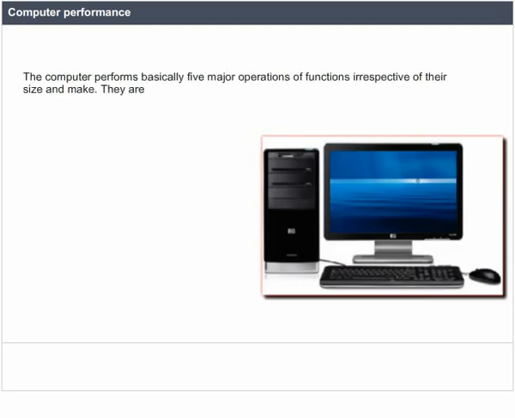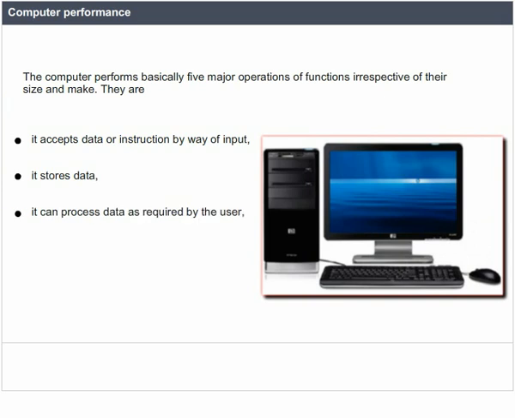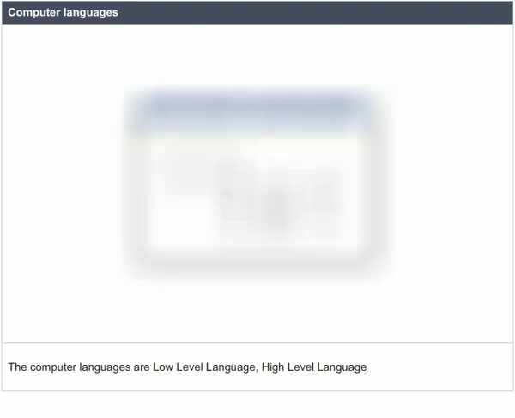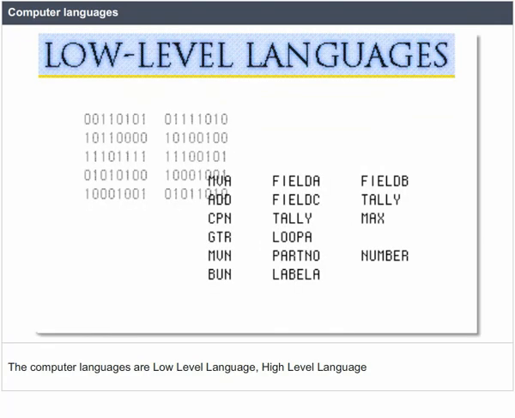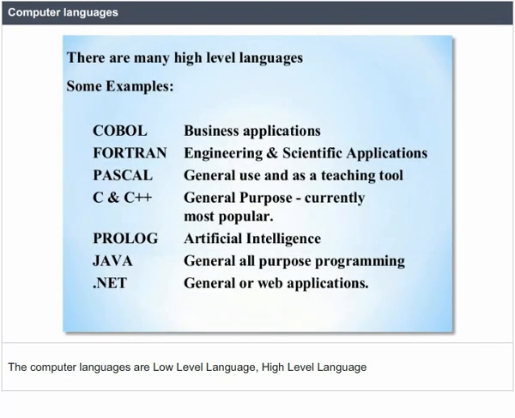Computer performance. The computer performs basically 5 major operations or functions irrespective of their size and make. They are: it accepts data or instruction by way of input, it stores data, it can process data as required by the user, it gives results in the form of output, and it controls all operations inside a computer. Computer languages. Computer languages are low-level language and high-level language.